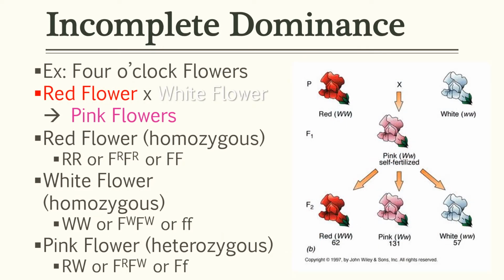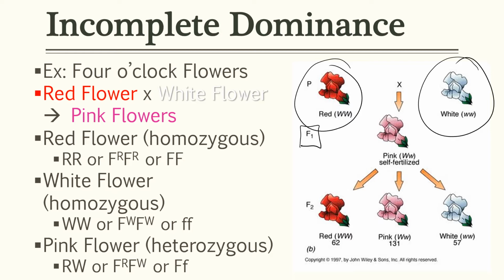4 o'clock flowers have a red phenotype and a white phenotype. That's true breeding. But when we cross these two true breeding plants together, the F1, or the first generation, is going to be pink. And pink is just, as you know, a blend between white and red. So this is a case of incomplete dominance. Neither the red nor the white was completely dominant, so you see a blending of the two traits. In these cases, anything that's heterozygous is going to have a blend of that trait.